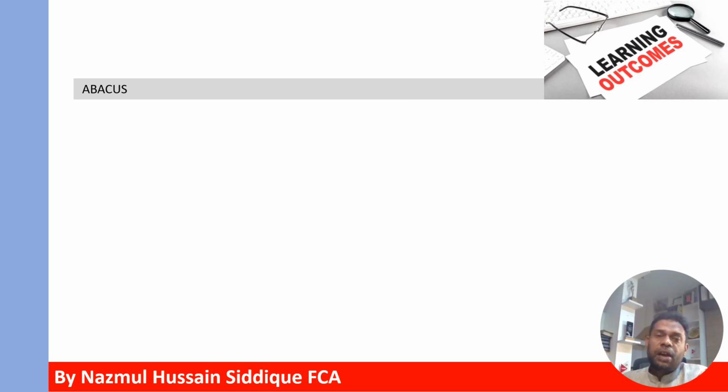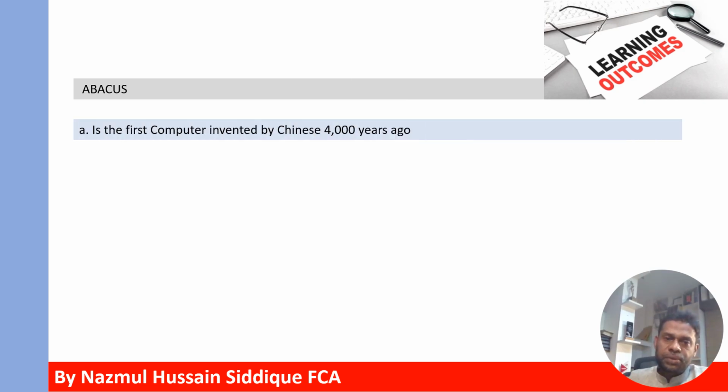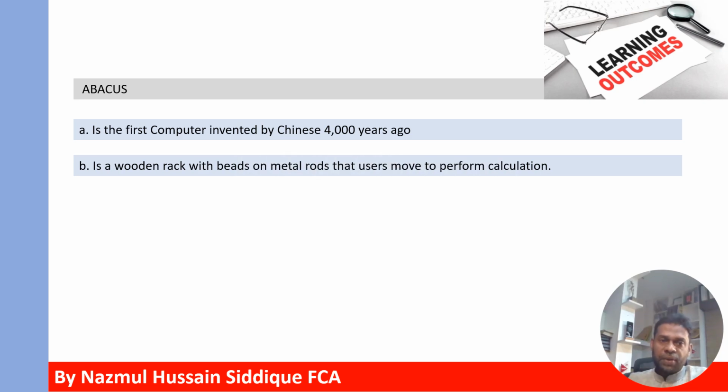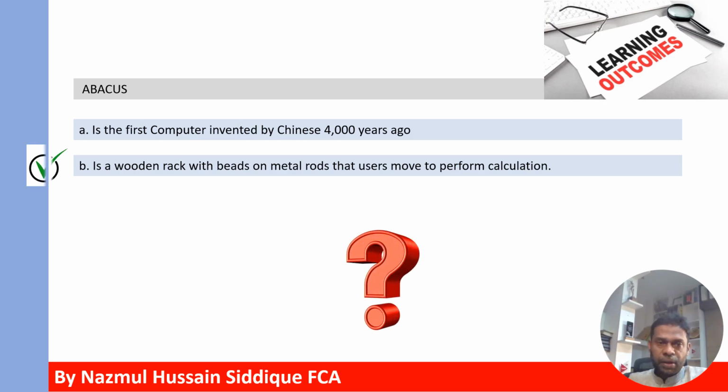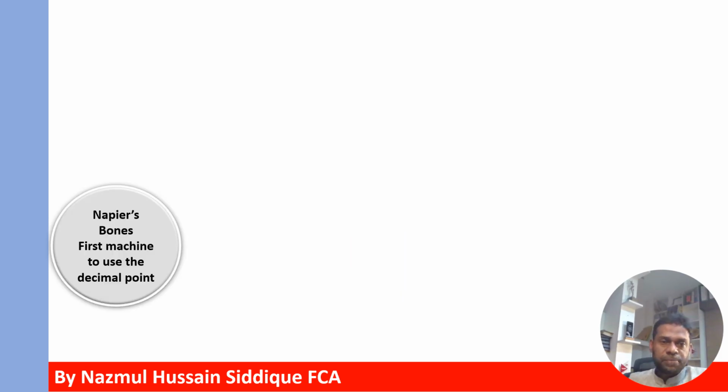Next, abacus is the first computer invented by Chinese 4,000 years ago. Abacus is a wooden rack with beads and metal rods that users move to perform calculation. Which one is correct answer? B is the correct answer. Abacus was not a computer. Abacus is a wooden rack with beads and metal rods that users move to perform calculations.